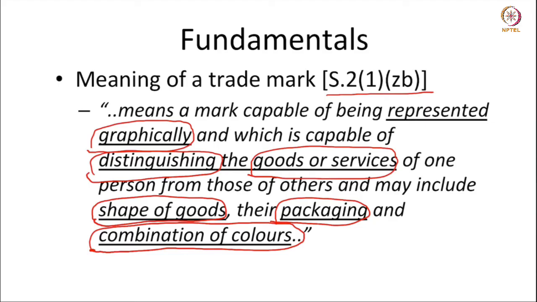So a mark is something that can be represented graphically, and it does the function of distinguishing goods and services. Now, what can be graphically represented? What can distinguish goods and services from one person to another is regarded as a trademark. It can include shape of goods, like the Coca-Cola bottle. It can include packaging material. Now, there are some packaging materials that are unique to a particular product that can also be covered, and it can also cover combination of colors.